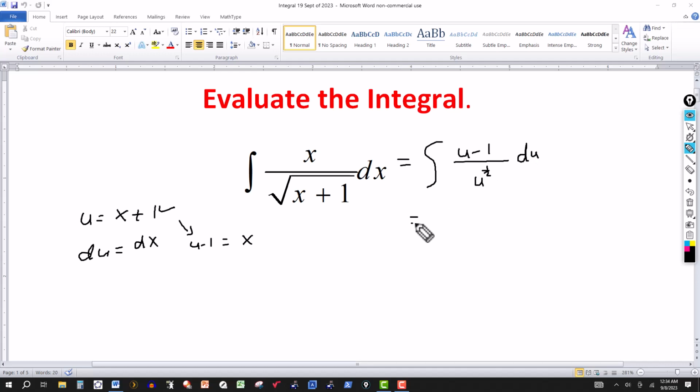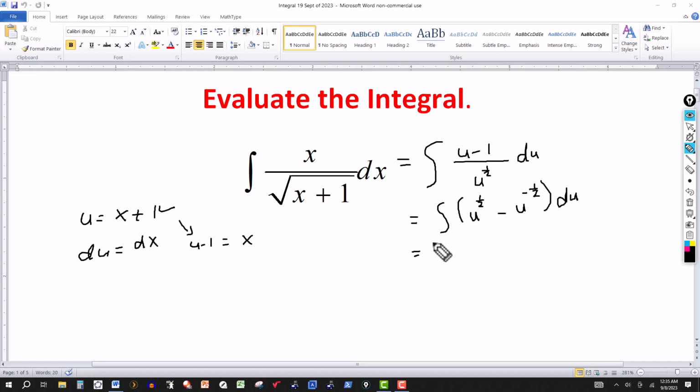And then we simplify, do the algebra here. This will be u over u to the 1/2, so we subtract the exponents. 1 minus 1/2 will give me u to the 1/2. And then 1 over u to the 1/2. Let's write it, instead of 1 over u to the 1/2, as u to the negative 1/2. This will be du. And then we're going to integrate term by term here.